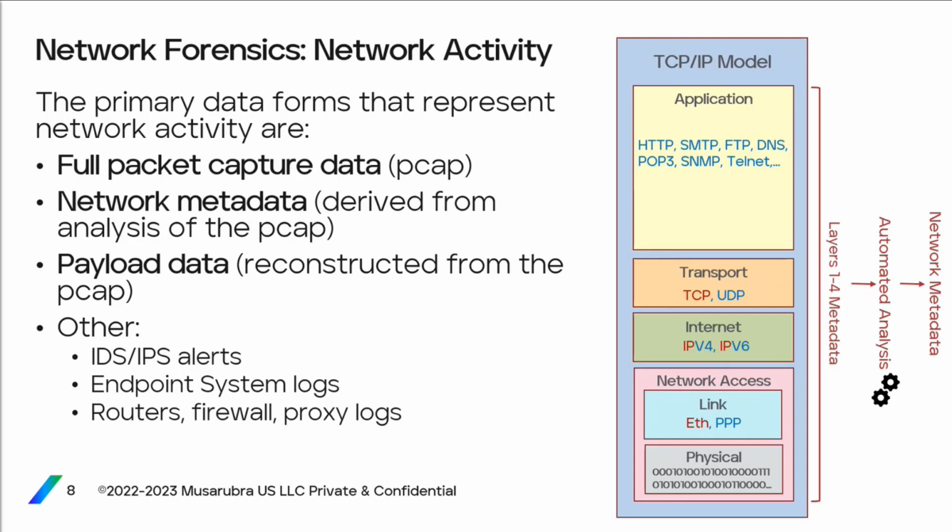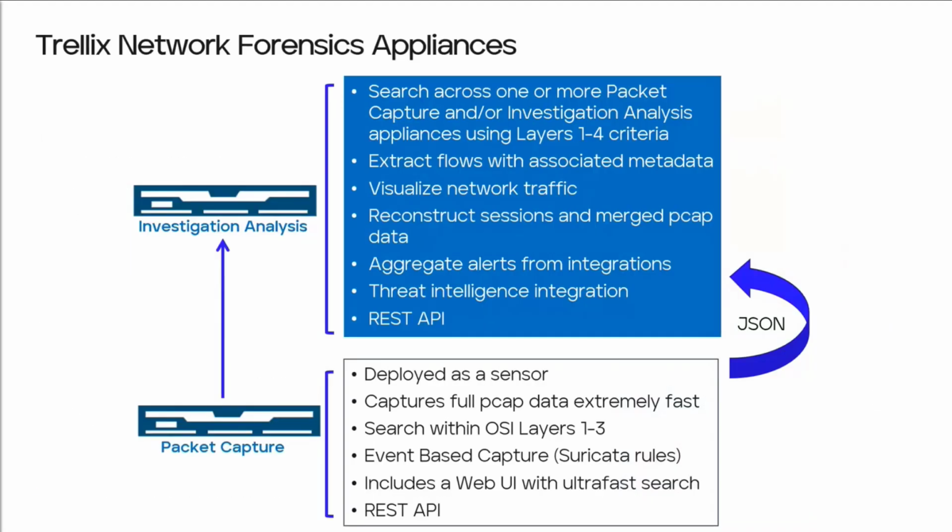All of this data is the network activity that we are interested in. As far as the network traffic forensics appliances, you can see two different appliances: the packet capture and the investigation analysis appliance. The packet capture is deployed as a very high performance, highly advanced intelligent packet capture device and a sensor that can be deployed in more than one location and managed by the investigation analysis system. As far as the packet capture, it captures the full packet capture data very fast.